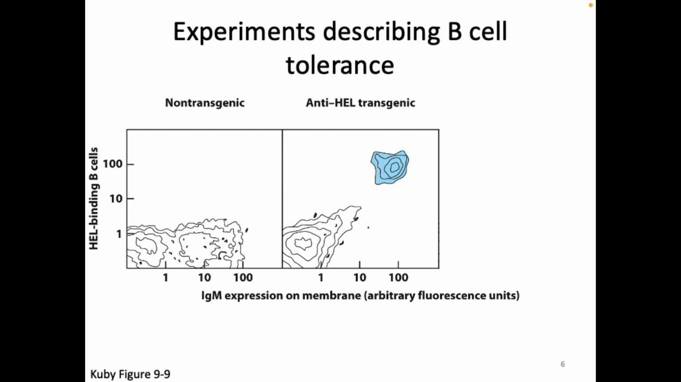If they looked at the mouse, so this is the one with the HEL antibody genes. This is the one that just has HEL antigen. IgM B cells, B cells that bind HEL.